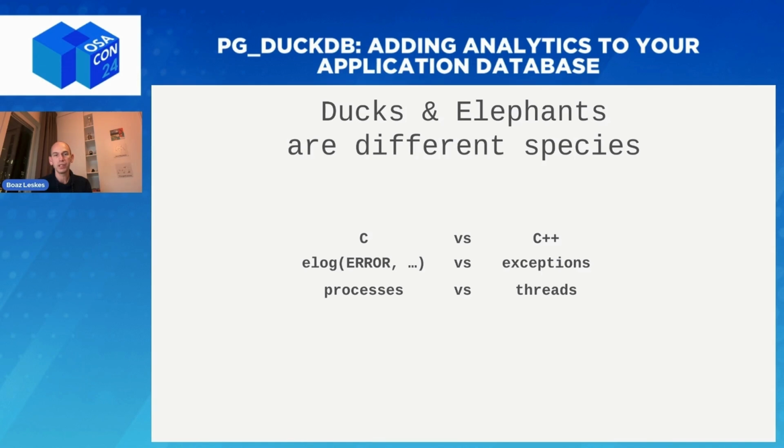Postgres is written in C, DuckDB is C++. The error handling in Postgres is completely different from the error handling in DuckDB, which uses exceptions. As we said before, the query processing itself is very different. Postgres uses processes per connection, DuckDB uses threads. That means DuckDB expects multi-threaded access to things. Postgres has ways to do it, but it's not really geared toward locking. Lots and lots and lots of technical detail.